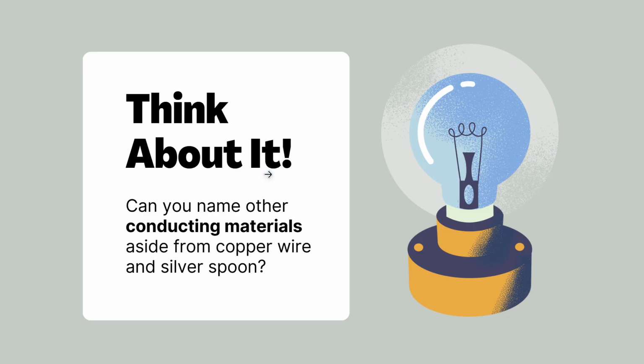Think about it. Can you name other conducting materials aside from copper wire and silver spoon? Think and give your answers in the comments. Now let's think in the video. We can think of iron. Iron is a very good conductor of electricity. We have many more, like aluminium, etc.